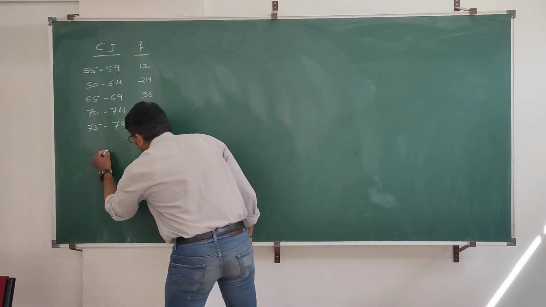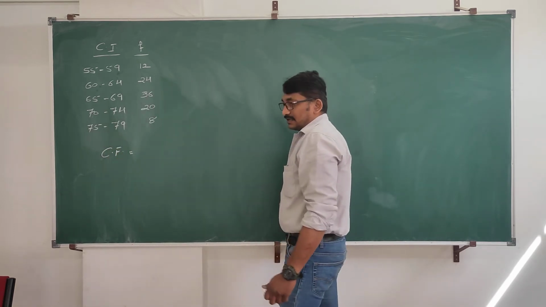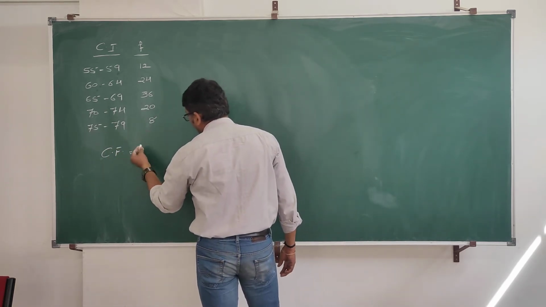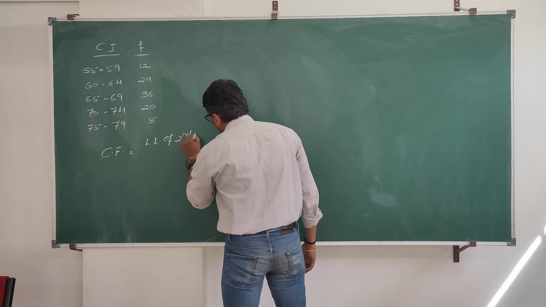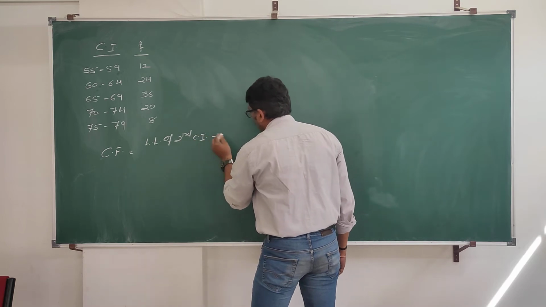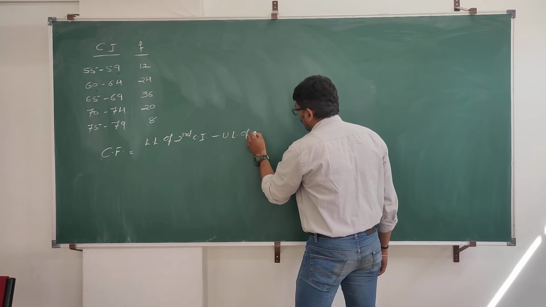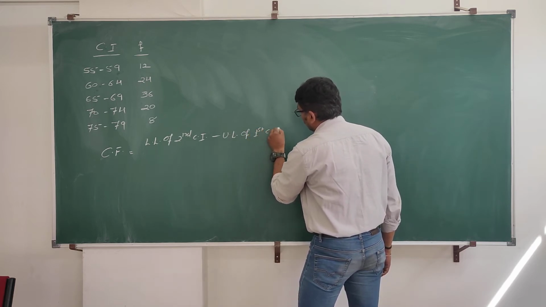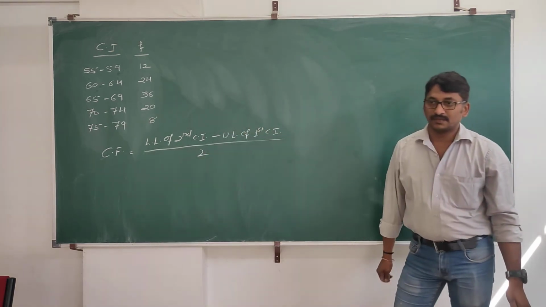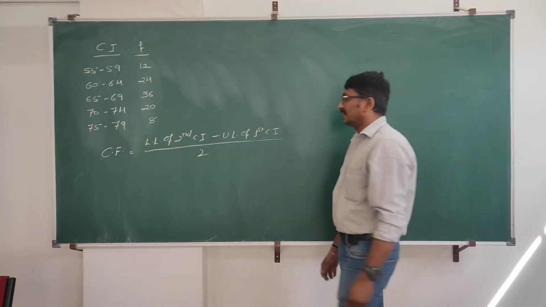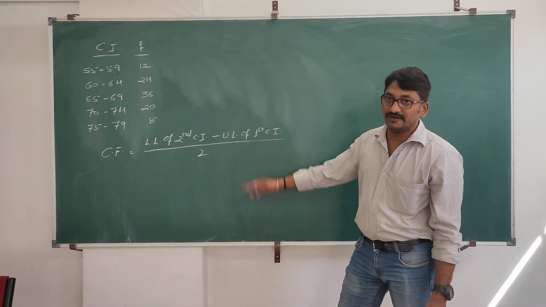So below this, write down the formula of correction factor. Correction factor is equal to lower limit of second class interval minus upper limit of first class interval, divided by 2.